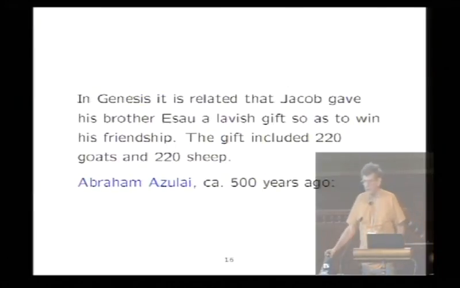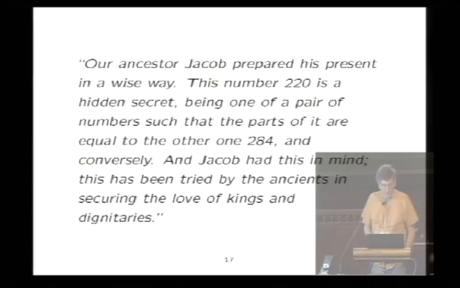Here we have a Talmudic scholar talking about amicable numbers. In Genesis, it's related that Jacob gave his brother Esau a lavish gift so as to win his friendship. The gift included 220 goats and 220 sheep. Abraham Azalai wrote about 500 years ago, our ancestor Jacob prepared his present in a wise way. This number 220 is a hidden secret, being one of a pair of numbers such that the parts of it are equal to the other one, 284, and conversely. And Jacob had this in mind. This has been tried by the ancients in securing the love of kings and dignitaries.